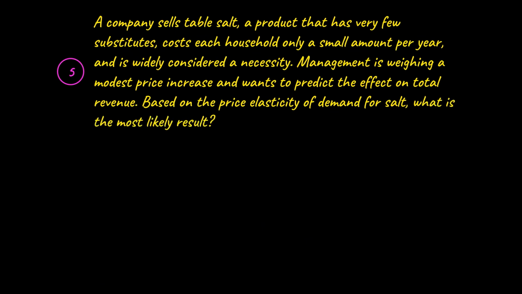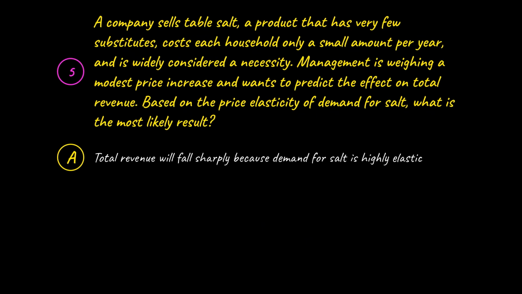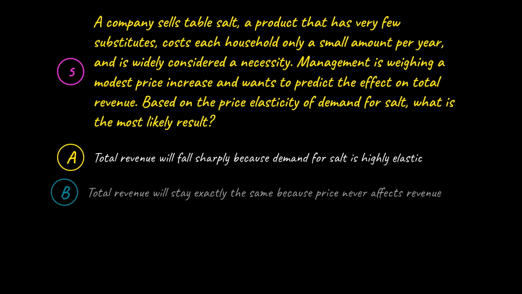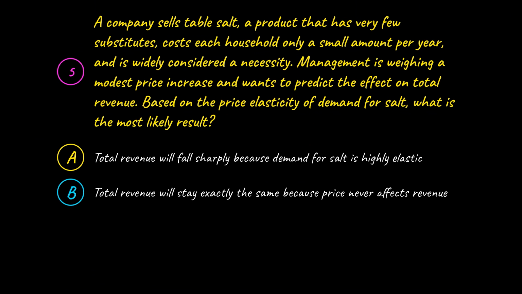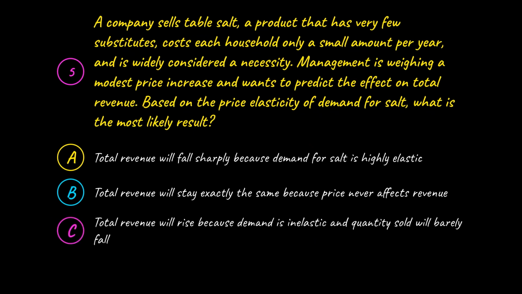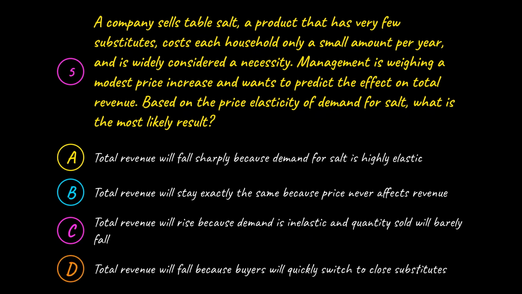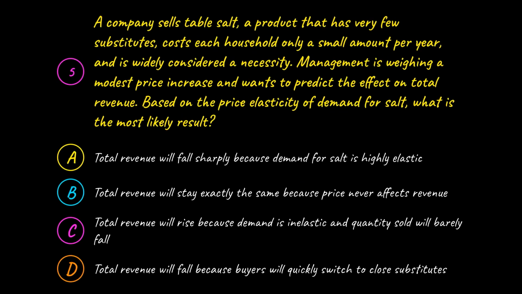Your options are A. Total revenue will fall sharply because demand for salt is highly elastic. B. Total revenue will stay exactly the same because price never affects revenue. C. Total revenue will rise because demand is inelastic and quantity sold will barely fall. D. Total revenue will fall because buyers will quickly switch to close substitutes. Pick one. Trust your gut. Here's your chance to test yourself.